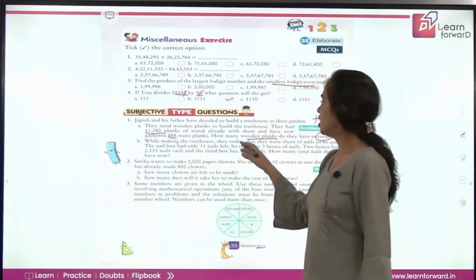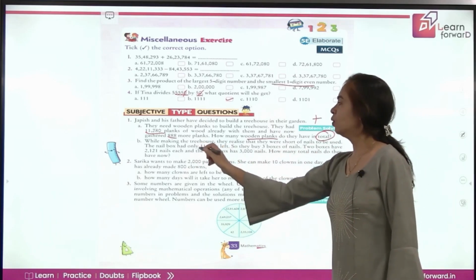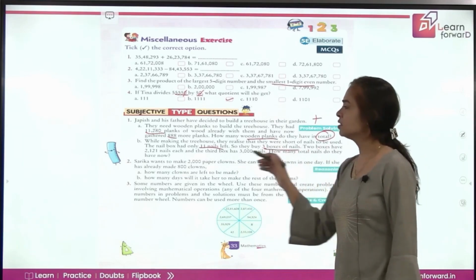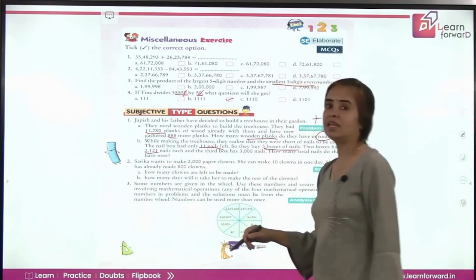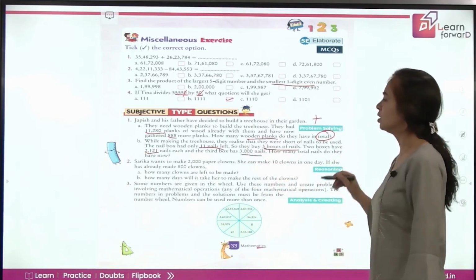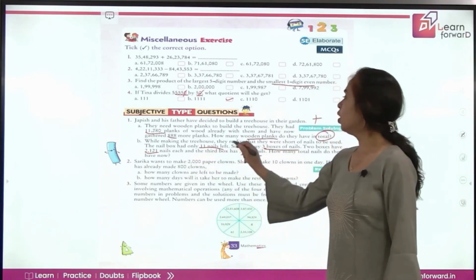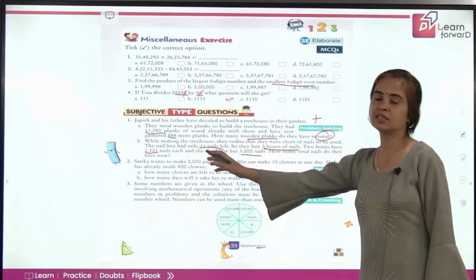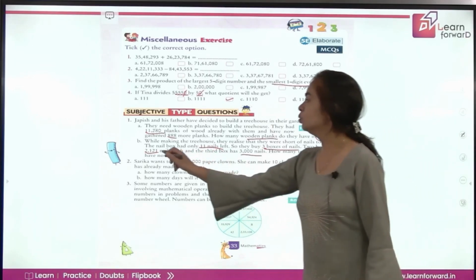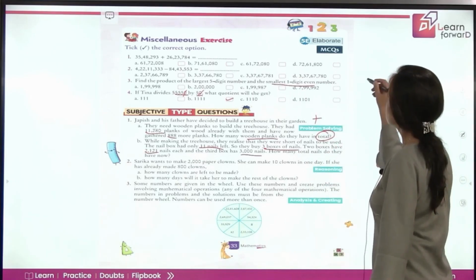While making the tree house, they realized that they were short of nails to be used. The nail box had only 11 nails left. So they buy 3 boxes of nails. 2 boxes have 2,121 nails each, and the third box has 3,000 nails. How many total nails do they have now? So what do we have to do here? See, already they had 11 nails. After that, they bought 3 boxes. In 2 boxes, there were 2,121 nails each. So that means in 2 boxes, how many were there?